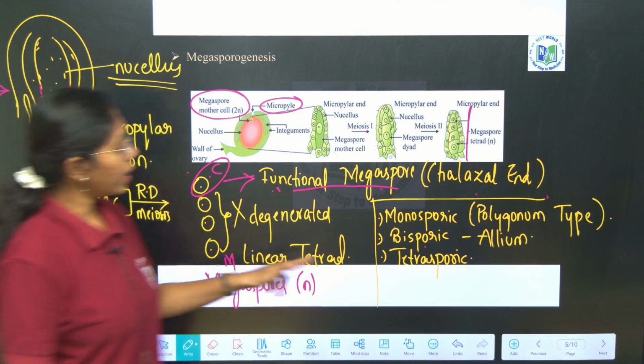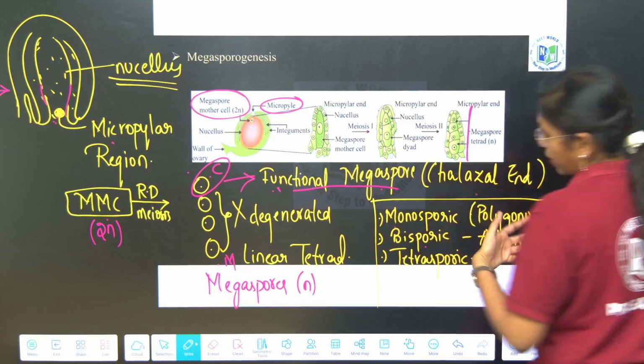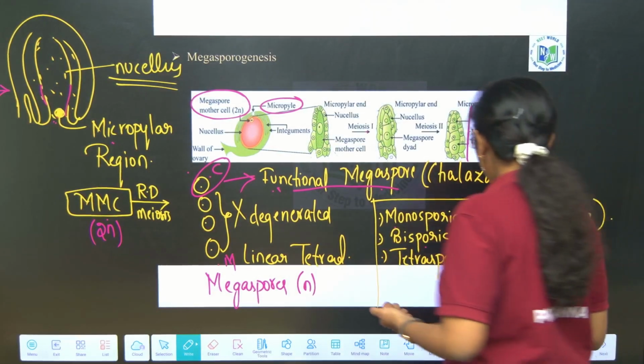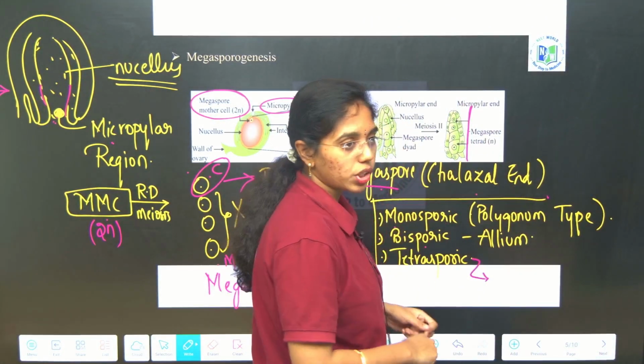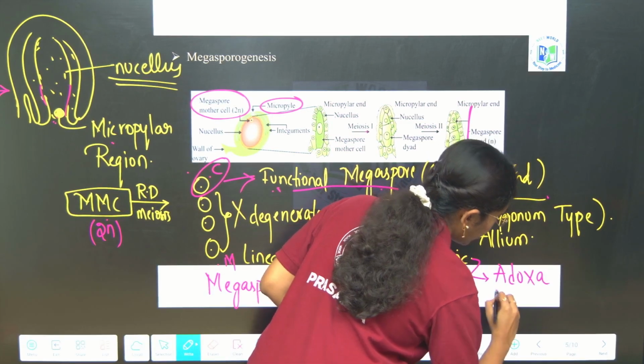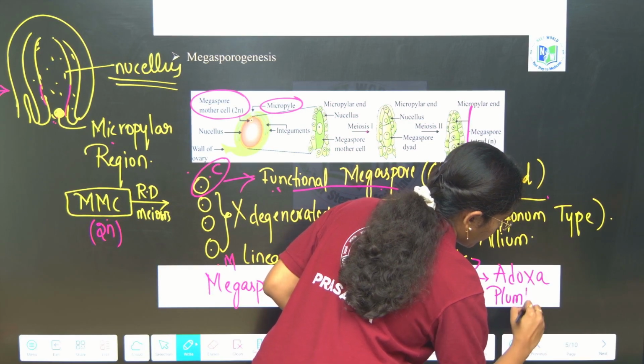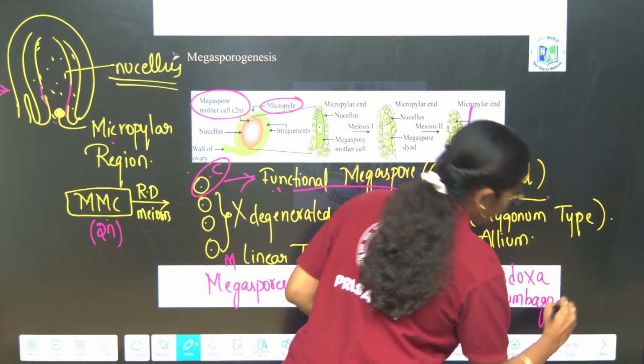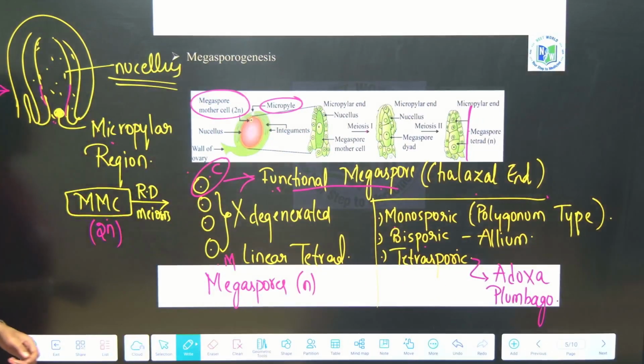So here in the tetrasporic type of embryo sac development, all the four megaspores will be functional. Examples you can take are adoxa and plumbago. Clear, right?